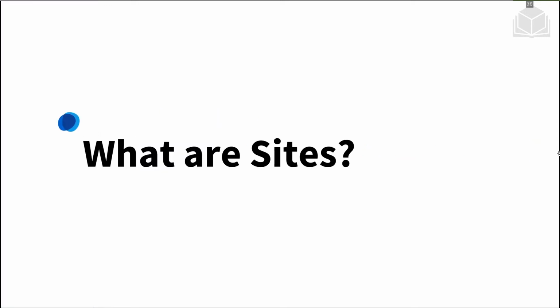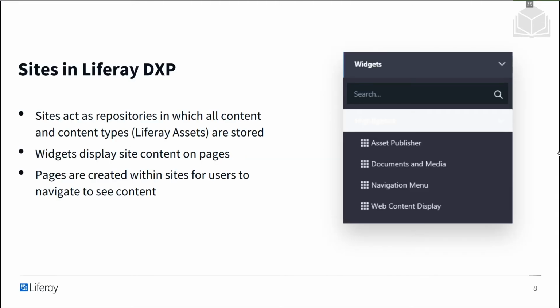So, what are sites? Let's learn a little more about sites in Liferay. Sites not only contain pages, they also act as repositories for many different types of content. These different types of content are called Liferay assets. Examples of Liferay assets include documents, blog posts, wiki articles, knowledge base articles, and so forth. Widgets, also known as portlets, are applications that can be added to pages. These applications can display site content, including custom kinds of content, on pages.